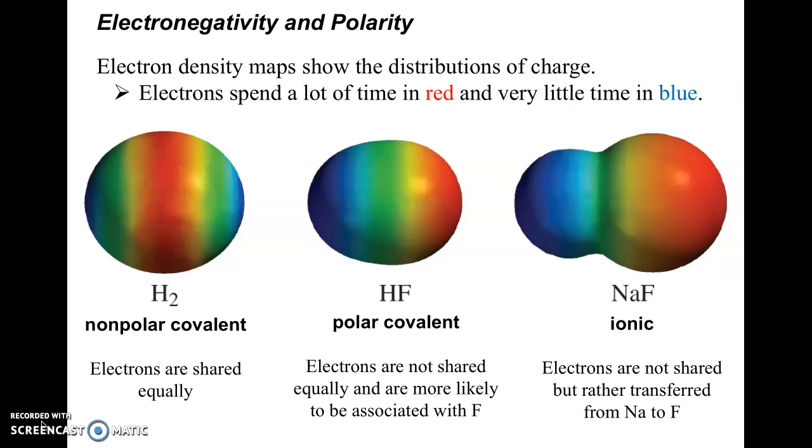HF is a polar covalent compound, and so in this case we can see that the electrons in the red are spending most of their time on the same side as the fluorine, much less over in the area of the hydrogen. And then we have NaF, sodium fluoride, which is an ionic compound. Sodium gives up its electron to the fluorine, and therefore the electron is not spending any time on the sodium, almost all its time around the fluorine.